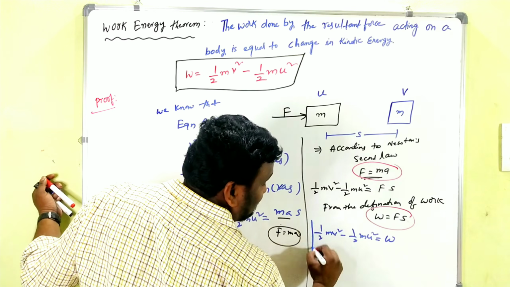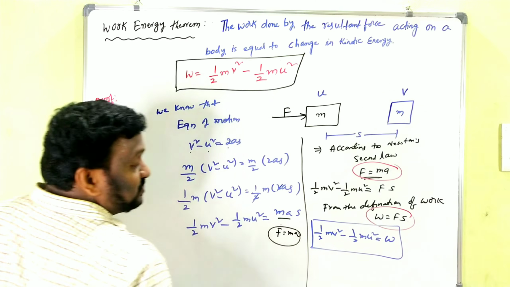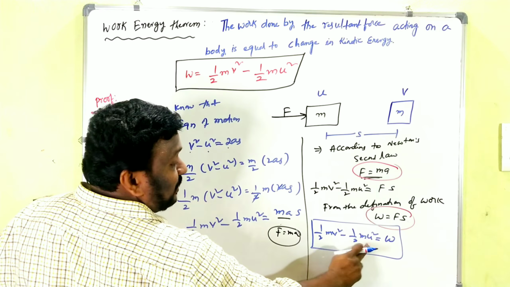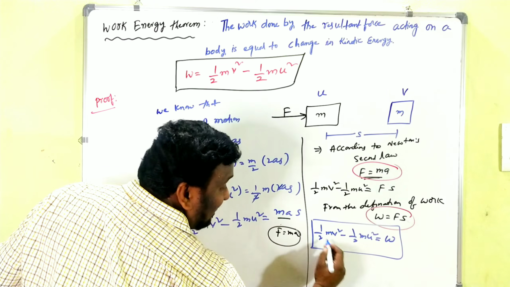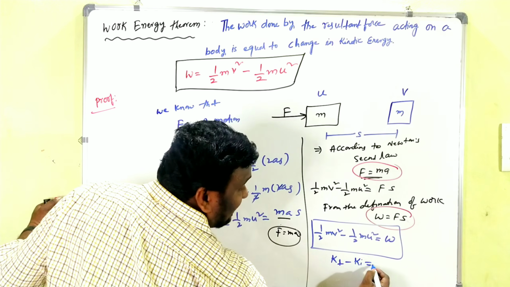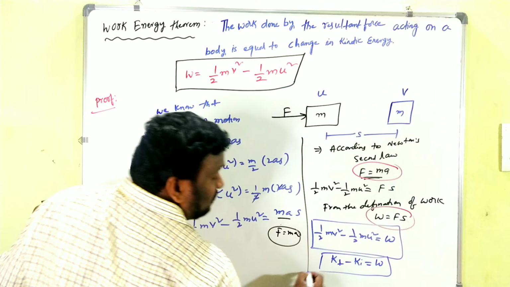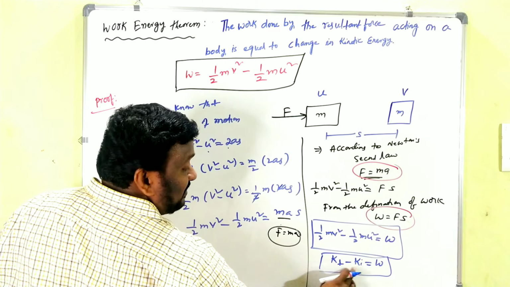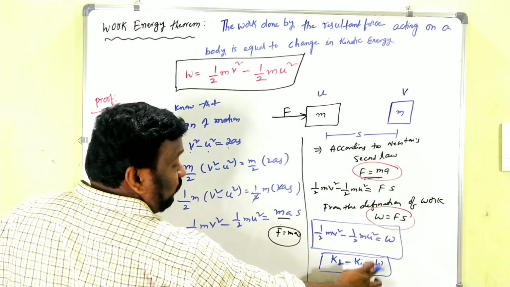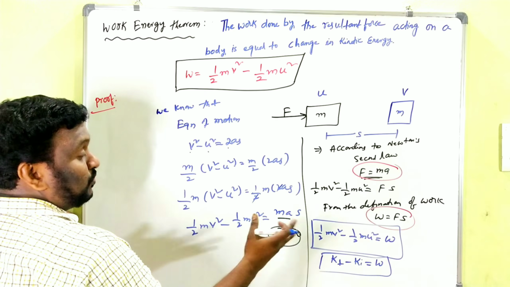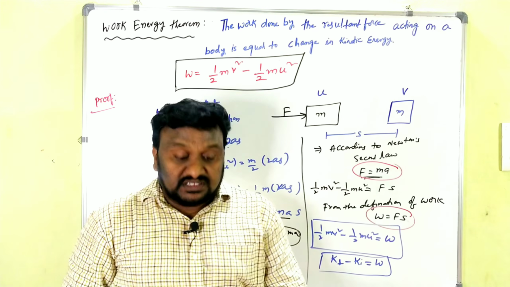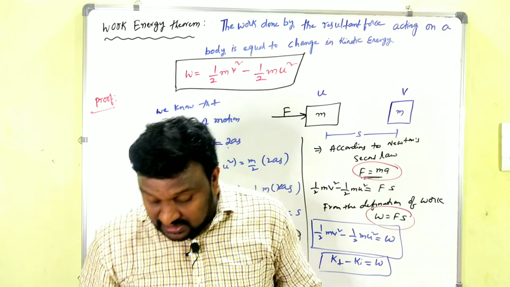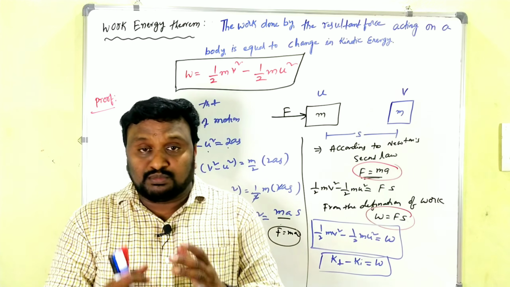What is fs? It is work. W equals half mv square minus half m u square. Simply, this is final kinetic energy minus initial kinetic energy equals work done. W equals Kf minus Ki equals work. So children, this is the proof of work energy theorem. This is the long answer we have in the work energy power chapter. This is the most important.